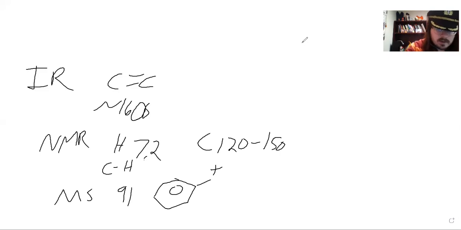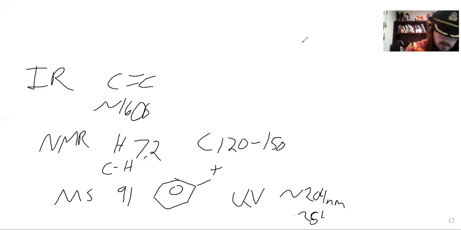And finally, UV-vis real quick. In the UV, you typically see three bands: a strong low band, not really specified where it's at, a moderate 204 nanometer band, and a weak third band at 254, which is the benzenoid band. So you'll see a couple different absorptions.